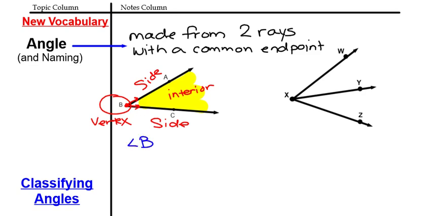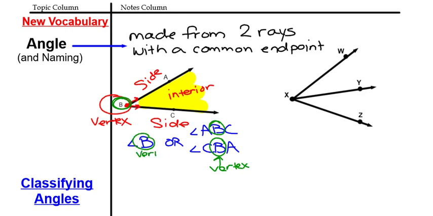We have one angle there. It's very clear. Angle B is just that one angle. Or we can call it angle ABC or angle CBA. What I want you to notice is that whatever the vertex is, that is the middle letter when you name it. The vertex is the most important part in naming your angle.